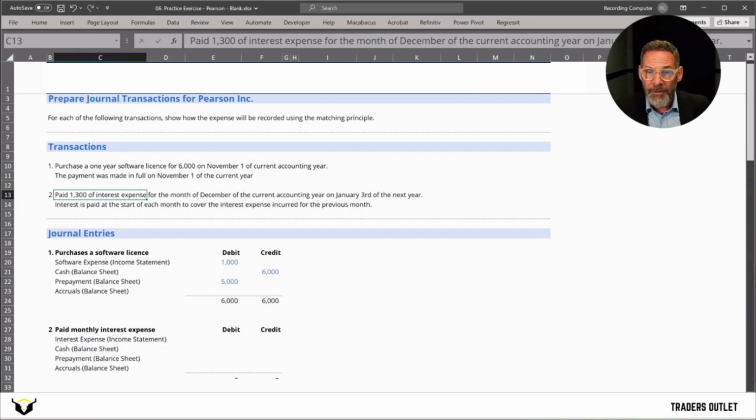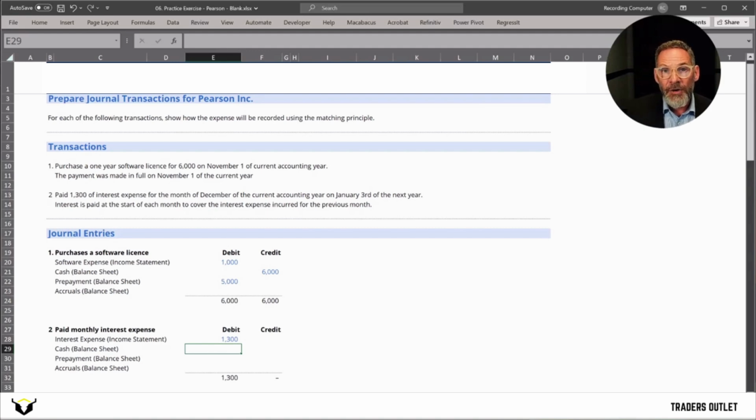So here we have to record an expense for the current year, even though we haven't paid that expense. So we're not going to deal with cash in this journal entry because in the current year, we haven't paid or received any cash. But we do have to record the expense because the expense relates to the current year, in particular, the month of December. Now, recall that when we increase an expense, that's a debit.